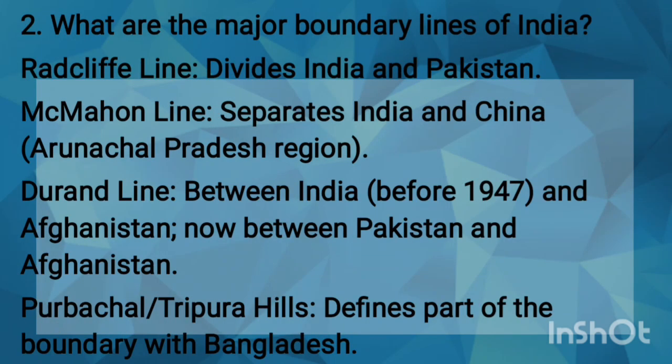Next one, what are the major boundary lines of India? India's boundaries are marked by several significant lines. The Radcliffe line divides India and Pakistan, while the McMahon line separates India and China, specifically in the Arunachal Pradesh region. Historically, the Durand line marked the border between India and Afghanistan, but now it separates Pakistan and Afghanistan. Additionally, the proposal defines parts of the boundary between India and Bangladesh.